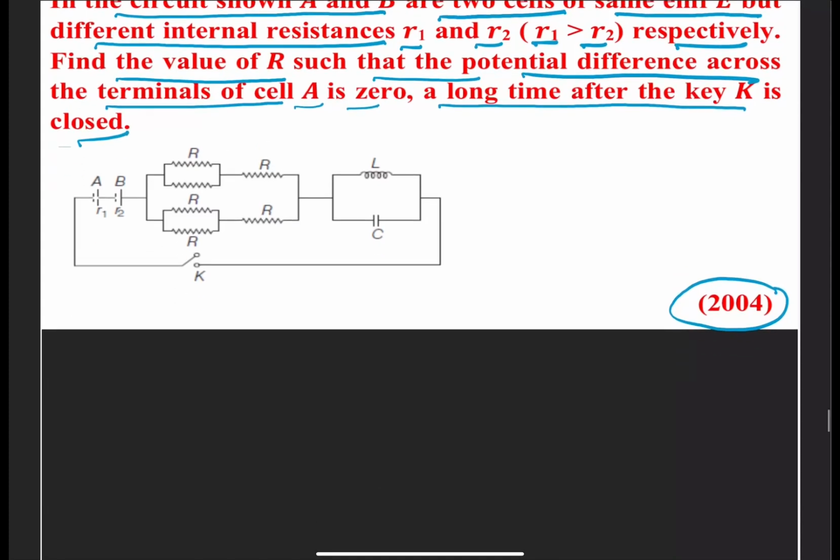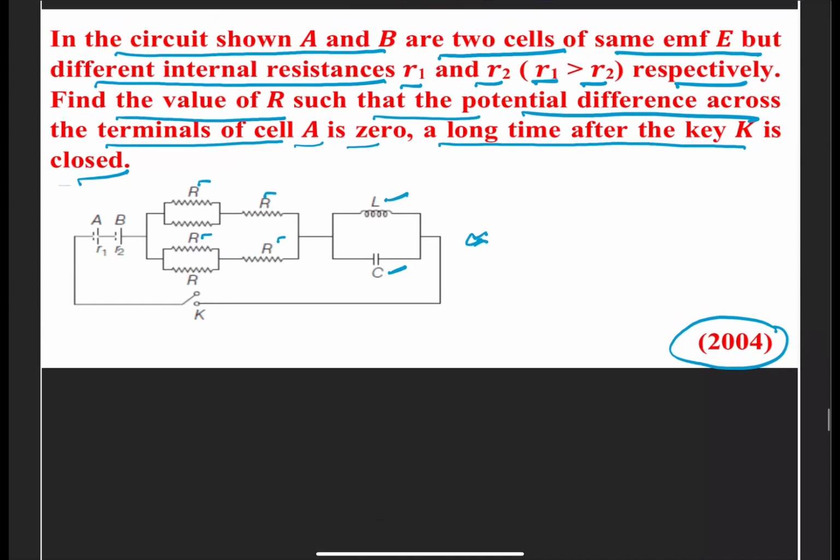So we have this as a basic circuit given to us, which has an inductor as well as a capacitor both in parallel, and we have a resistor network with each resistor of value R. Two cells A and B have internal resistances R1 and R2, and we have a key K. We have to find the value of R such that the potential difference across cell A is equal to 0. And it is said that this is after a long time.